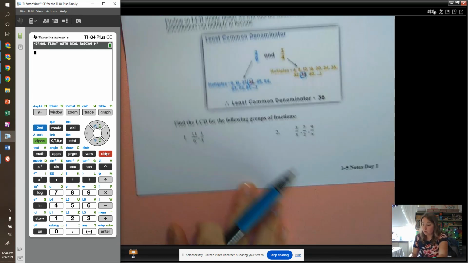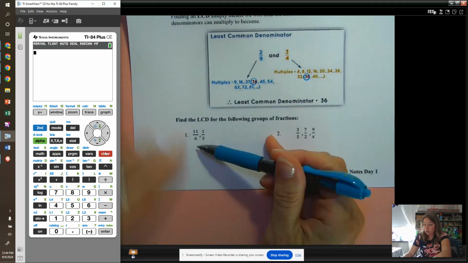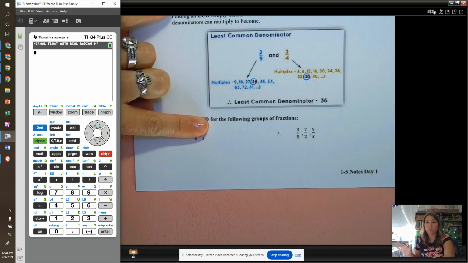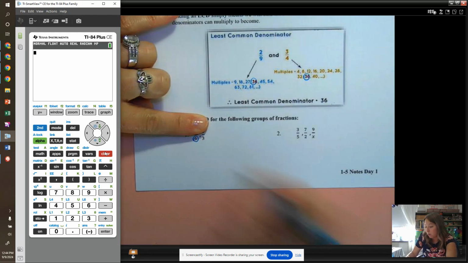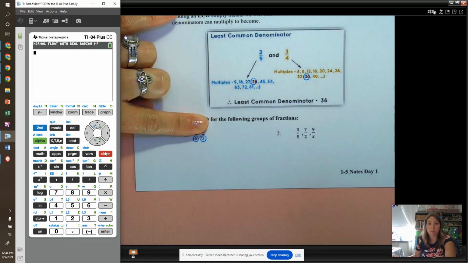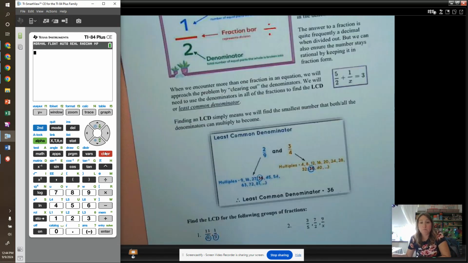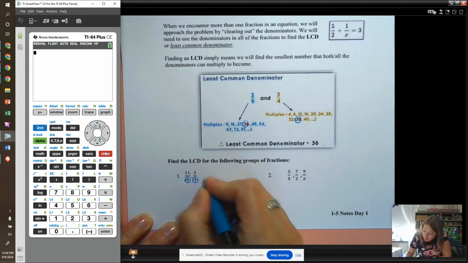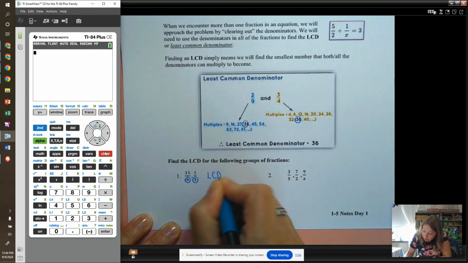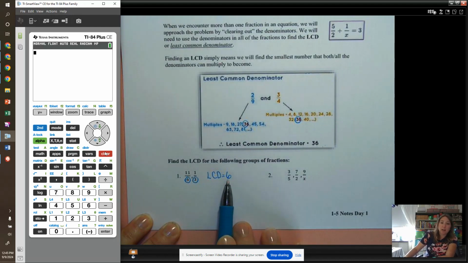Let's think about these two fractions. Look at our denominators. Notice I don't care about what's going on in the numerators right now. What I care about is, what can 6 multiply to become? What can 3 multiply to become? The beauty is a situation like this: 3 can multiply to become 6. So actually, my LCD is already present. It's 6. Both denominators have to be able to multiply to become this value.